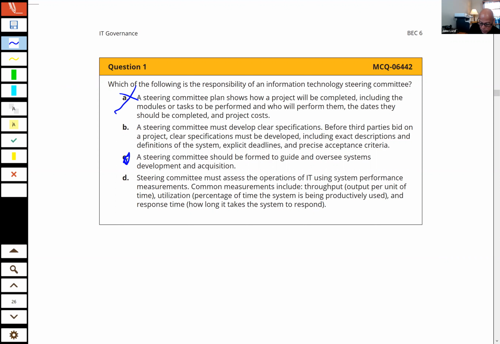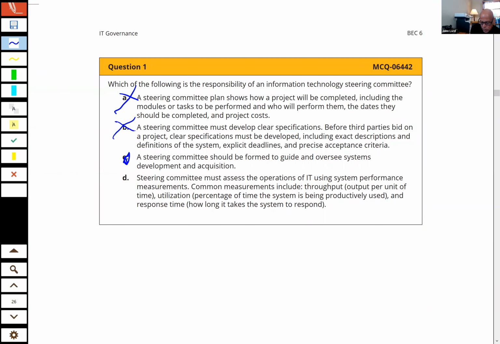Okay, a steering committee must develop clear specifications for third-party bids, including exact, well, that's sort of minutia, which is not something that the steering committee is going to be involved in. The steering committee should be formed to guide and oversee system development and acquisition, to steer it in the right direction, right? That's almost a can-you-read thing, right?